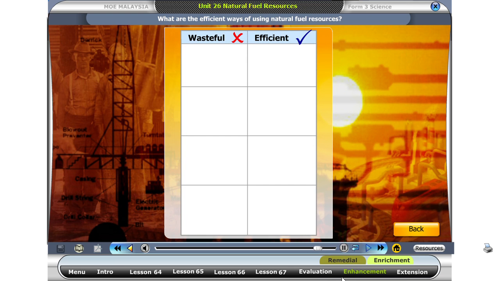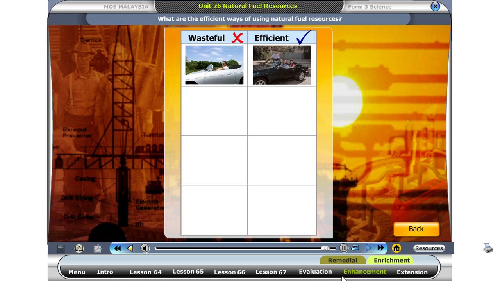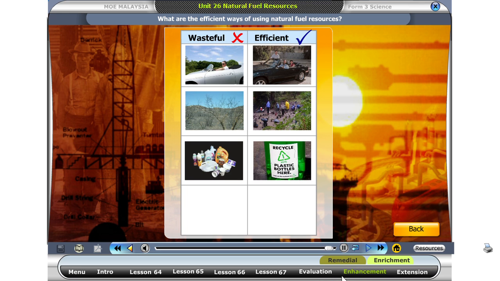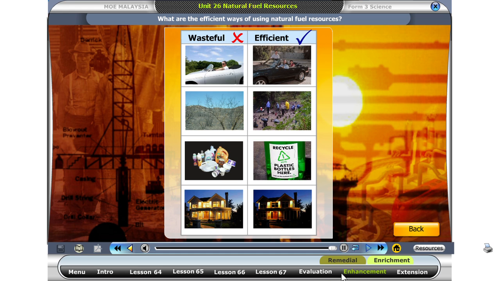There are many ways to use natural fuel resources efficiently and conserve energy. This includes carpooling instead of driving alone, replanting trees, recycling plastic containers, switching off lights when not in use.